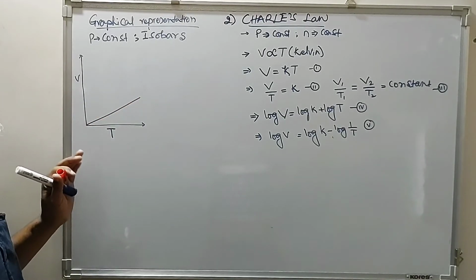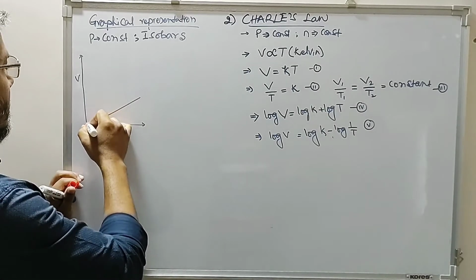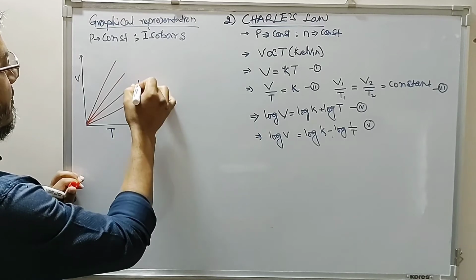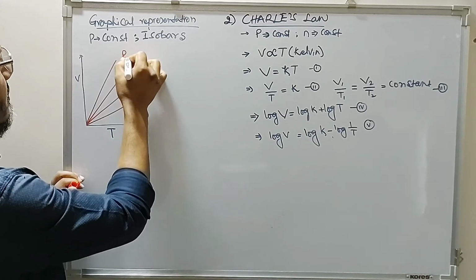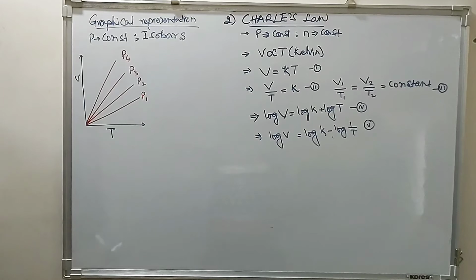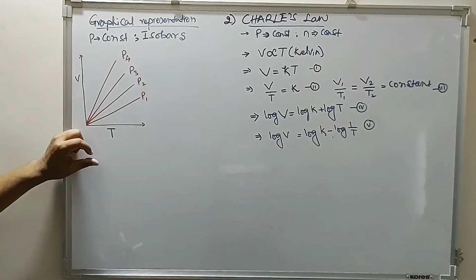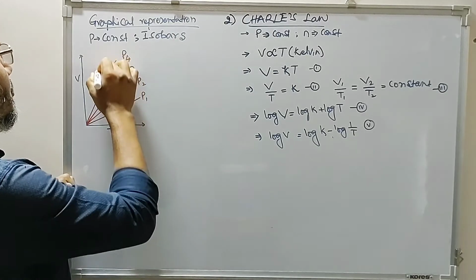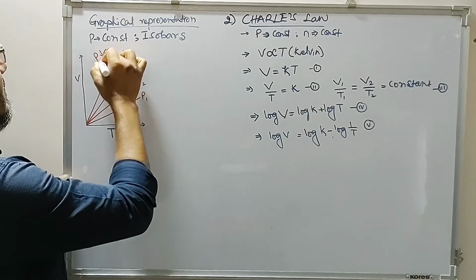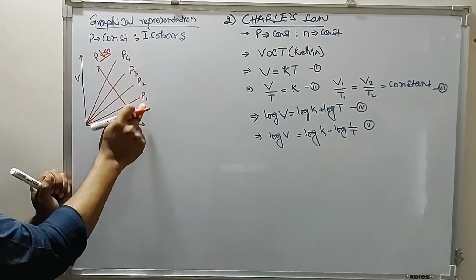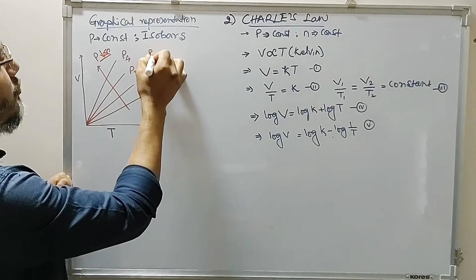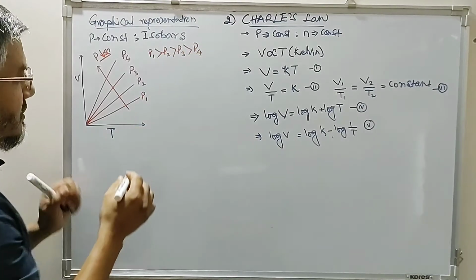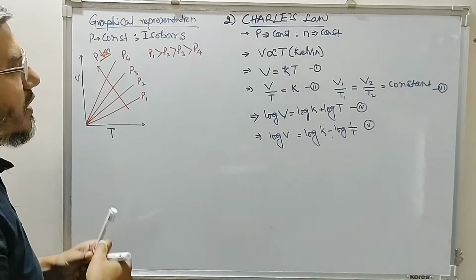If the graph is for different pressures, then it looks like this: suppose this is P1, P2, P3, P4. So this is the volume versus temperature graph, equation 1, at different pressures. Moving from P1 to P4, pressure decreases. That means this is the graph at low pressure, and this is the graph at high pressure. So P1 is greater than P2, greater than P3, which is greater than P4. This represents equation 1.